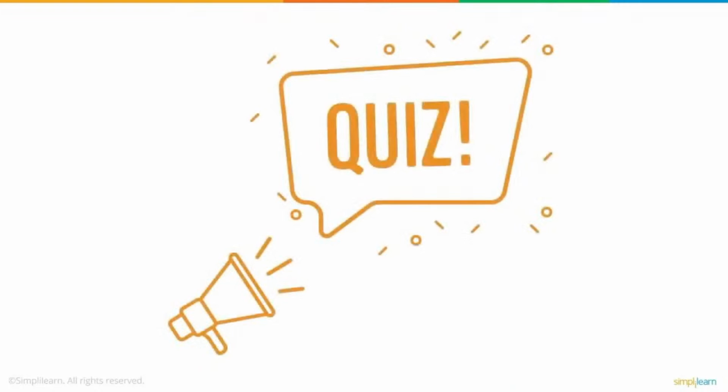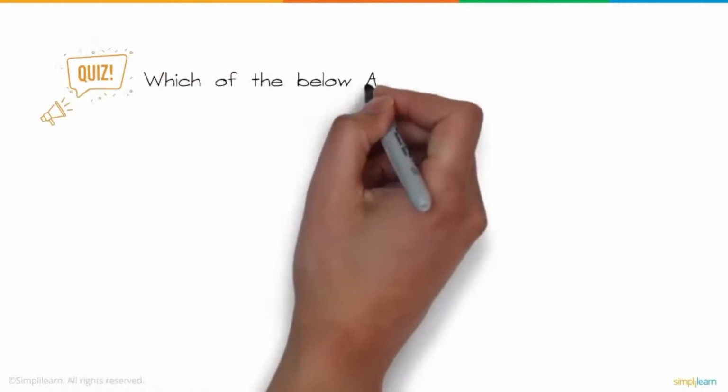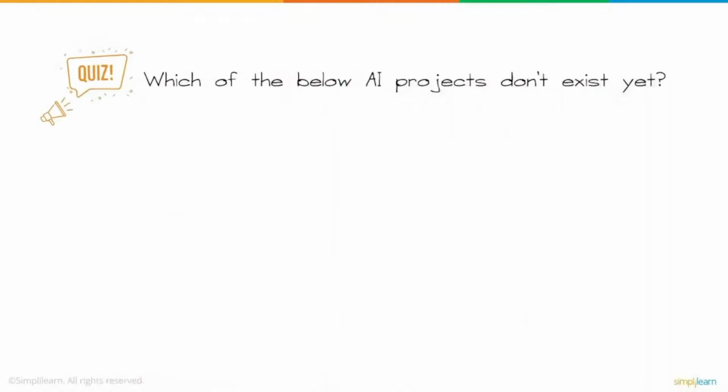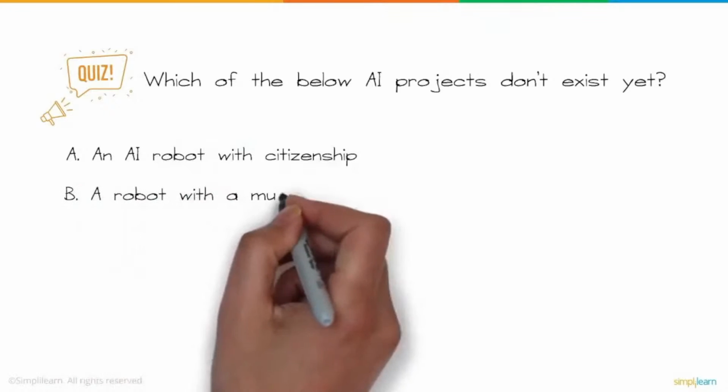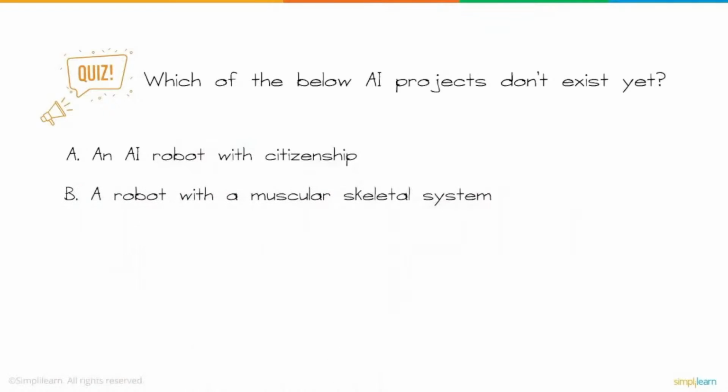So, here's a question for you. Which of the below AI projects don't exist yet? A. An AI robot with citizenship. B. A robot with a muscular skeletal system. C.